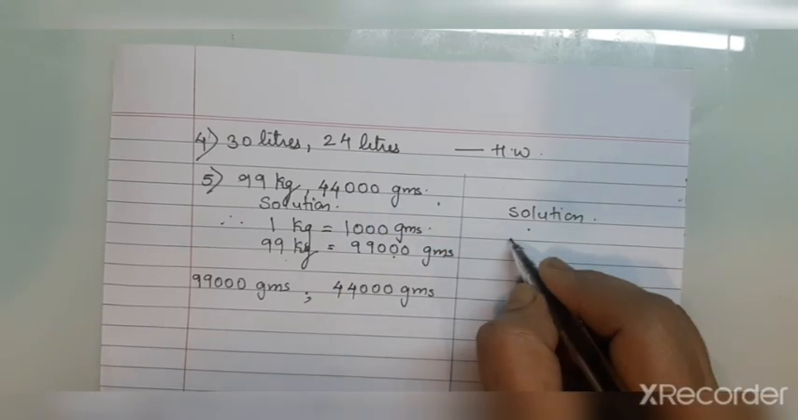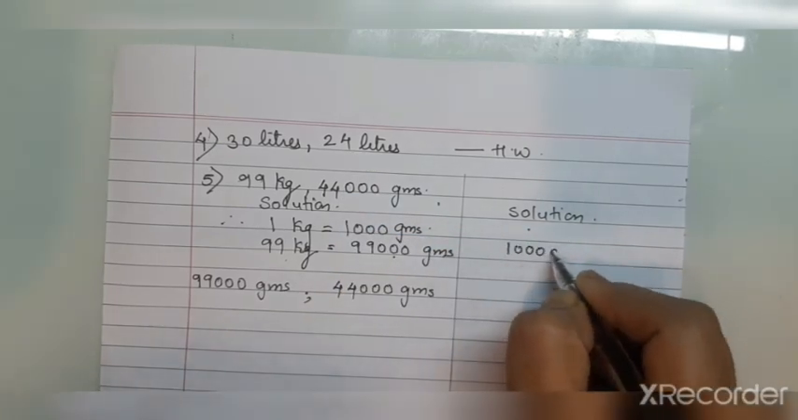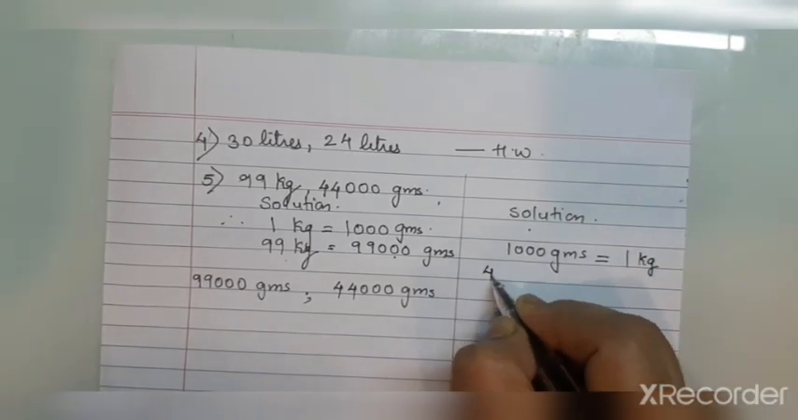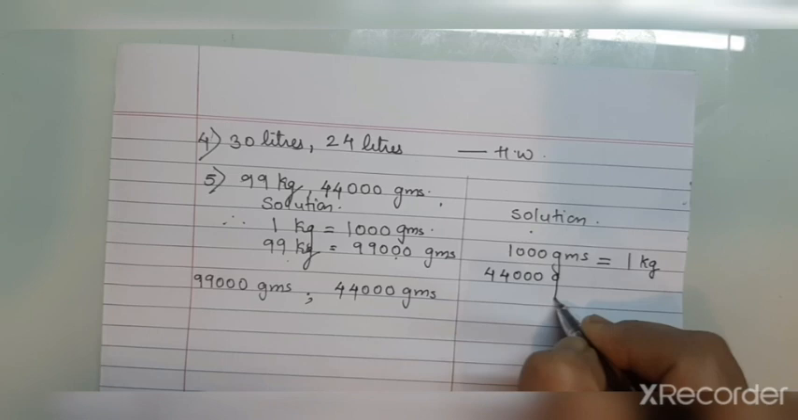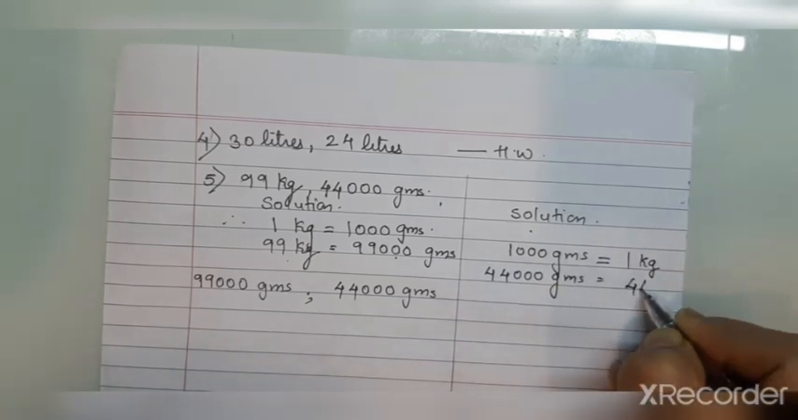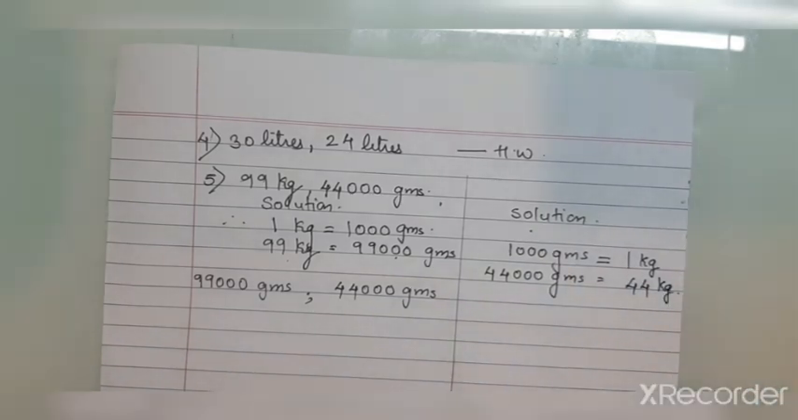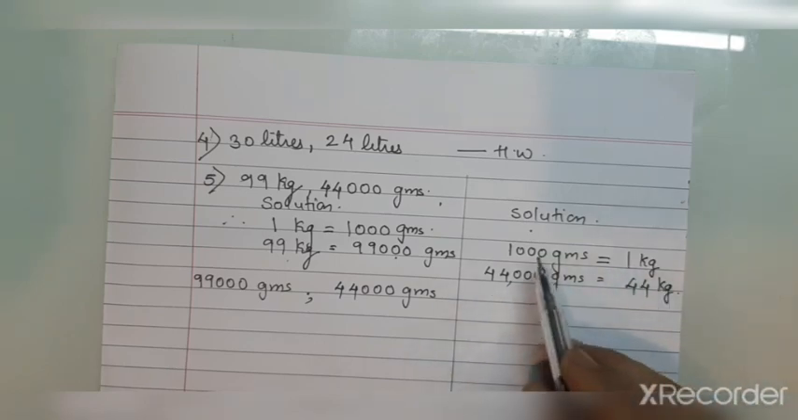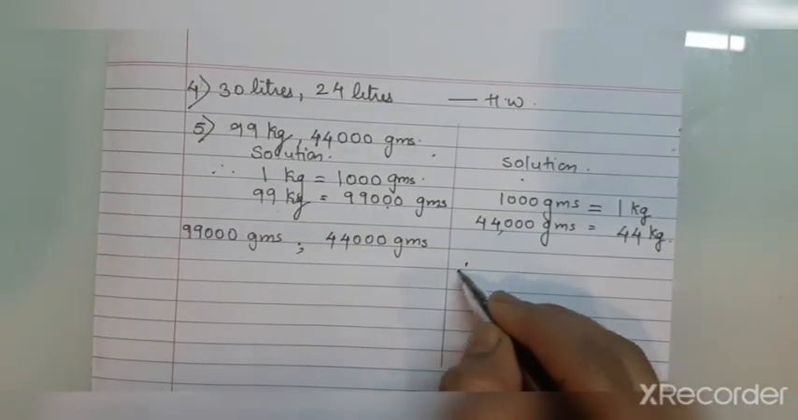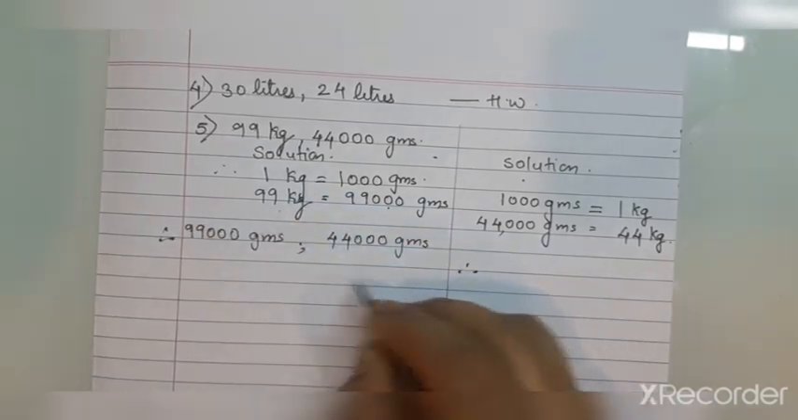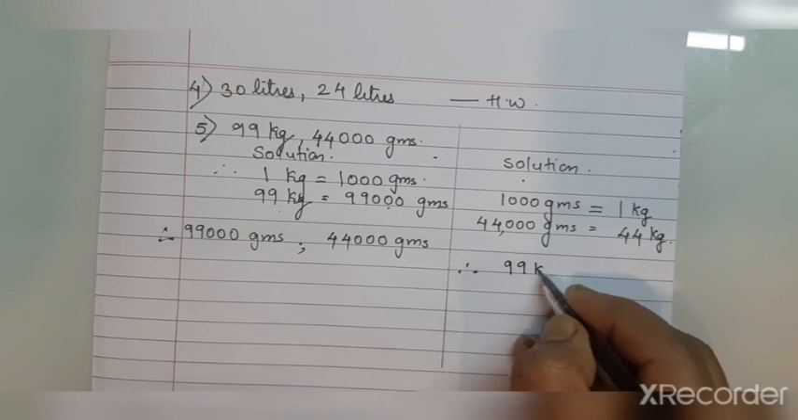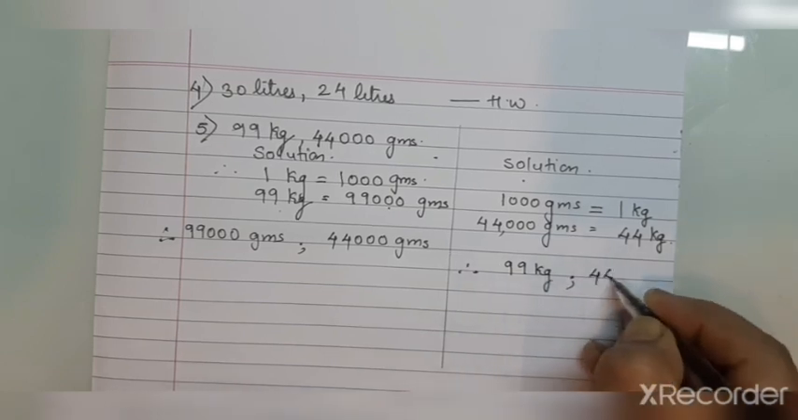So we know that 1000 grams is equal to 1 kg. Therefore 44,000 grams is how many kg? 44 kg. Okay. So if 1000 grams is 1 kg, 44,000 grams is 44 kg. We just have to divide by 1000. Therefore, what is the sum now? Here the sum had been converted to grams. Now we are converting to kg. So 99 kg and 44 kg.